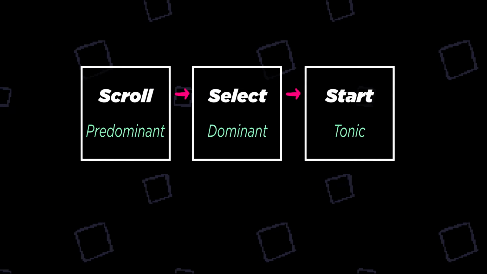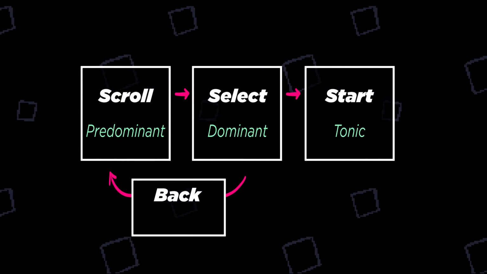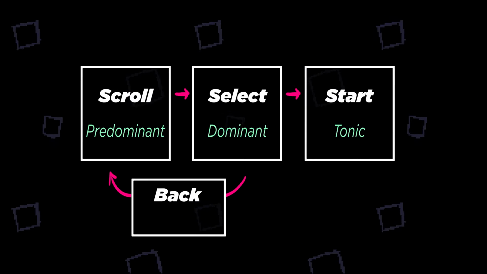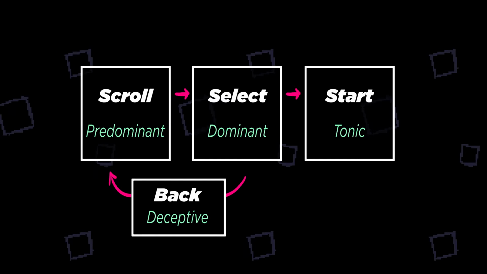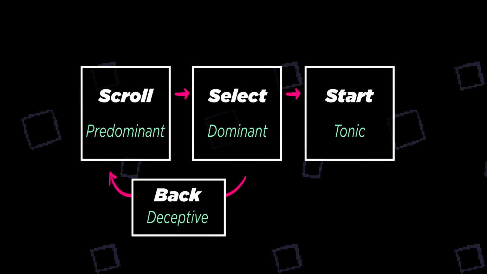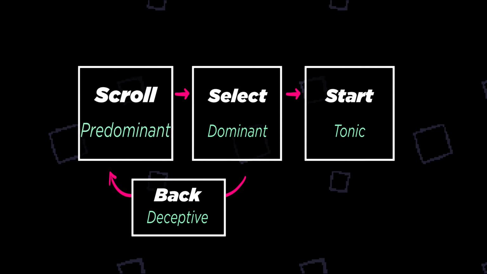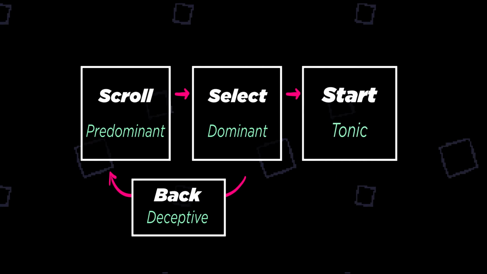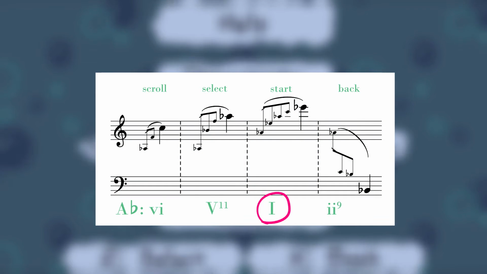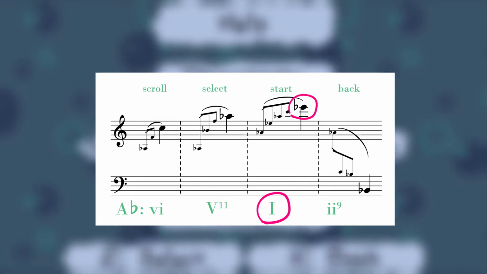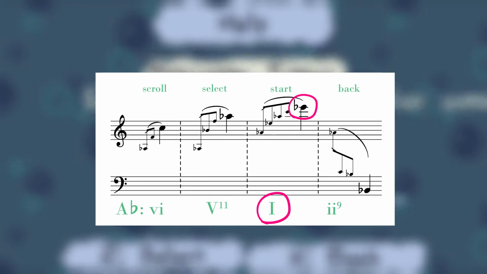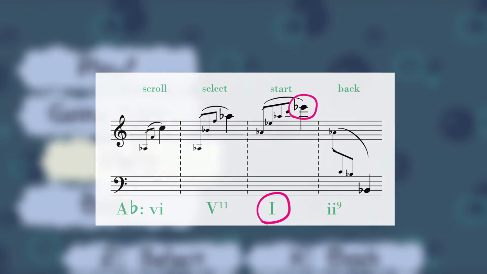If the player selects a game and then backs out, it subverts the resolution to tonic, acting like a sort of deceptive cadence. The end result of this is that interacting with this menu has the grammar of a coherent musical phrase with exposition, tension, and resolution. The arrival at the 1 chord signals that the menu navigation is over, while the final note ending on the 5th primes the player to get ready for the game that's about to start.